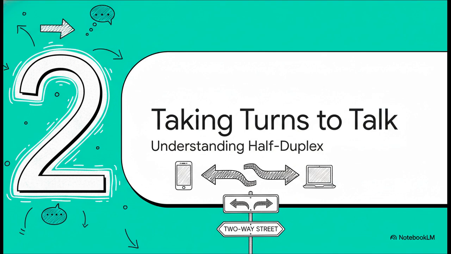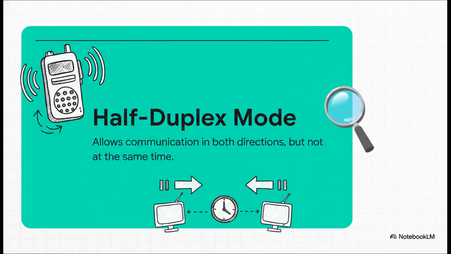This next mode is more like a two-way street. But there's a catch. You have to take turns. And this is called half duplex mode. The key phrase to remember here is not at the same time. Both devices can send and receive information, which is great, but they have to wait for the other one to finish. The absolute classic example, a walkie-talkie. You push a button to talk, and then you have to let it go to listen. You can't do both at once.